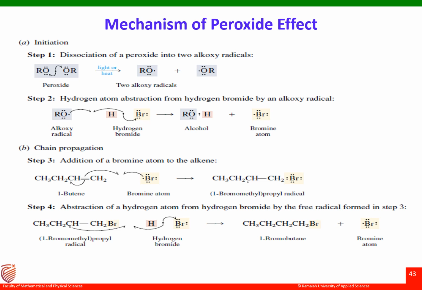The formed alkoxy radical, clearly shown here, is going to react with the hydrogen bromide, and this is going to lead to the formation of one more free radical, that is the bromine atom. So the chain propagation starts with the bromine atom formation. The bromine atom will attack the pi bond, which shares its electron towards the bromine atom, thereby forming a monobromo radical. This monobromo radical will further attack one more hydrogen bromide, and that continues till we propagate the step.